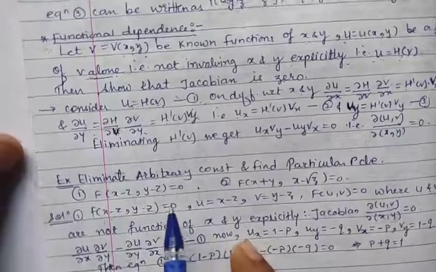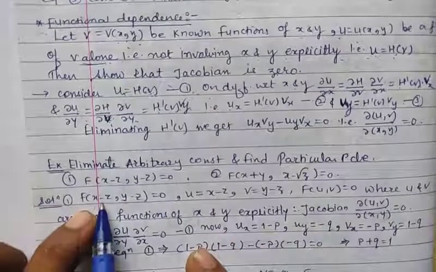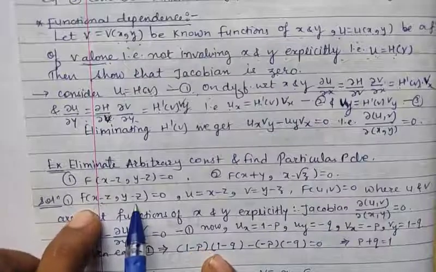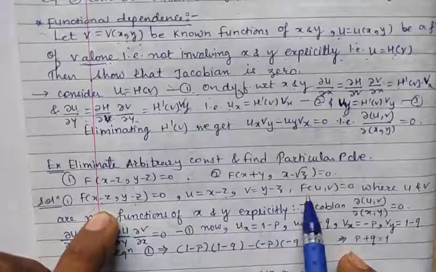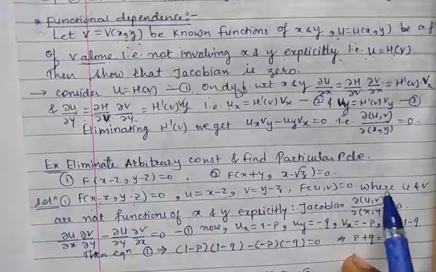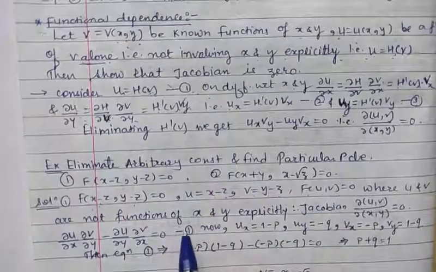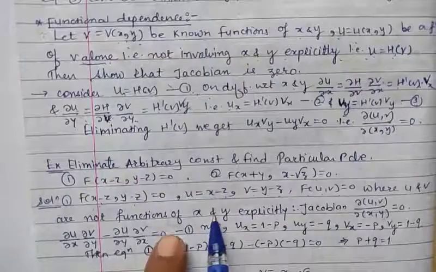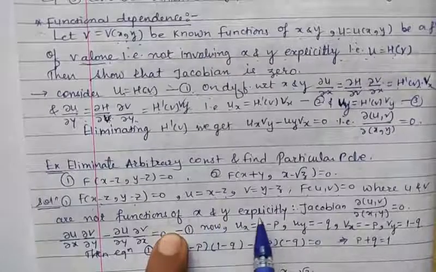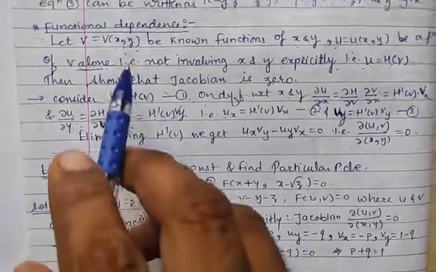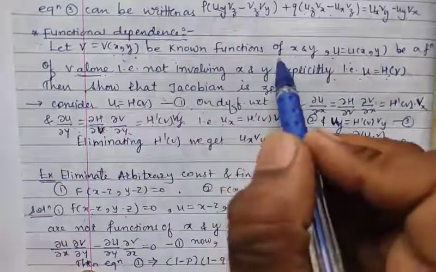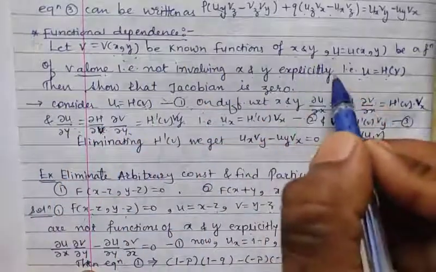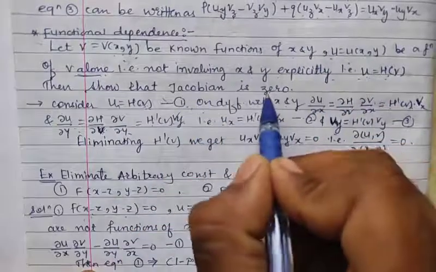So here, let's see, f. I will call this the value of u and this the value of v. So u is equal to x minus z and v is equal to y minus z. So f is a function of u, v, where u and v are not functions of x and y explicitly. Therefore, we know by using this theorem, if u and v are not functions of x and y explicitly, then their Jacobian will be 0.